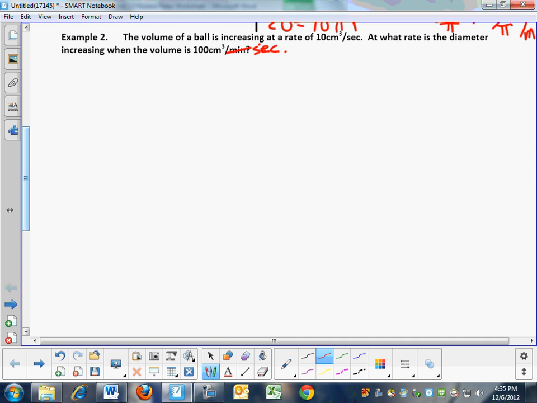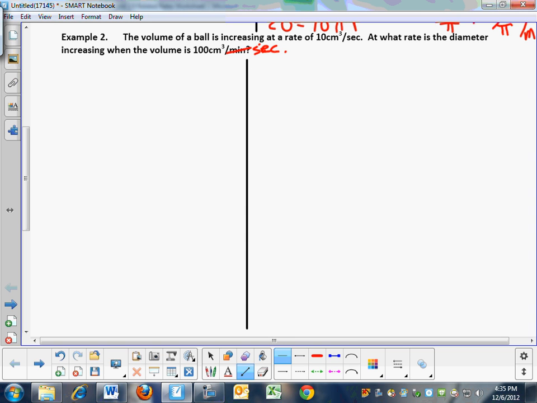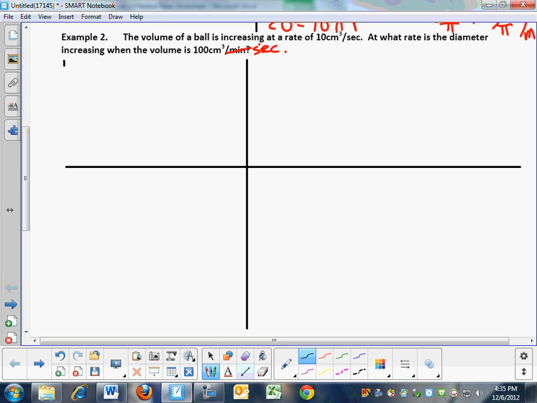We'll try another problem. A ball is increasing at a rate of 10 cubic centimeters per second. So obviously we have a volume problem here, a little bit different formula. At what rate is the diameter increasing when the volume is 100? Same thing. I'm going to create my box. I'm going to model it. I'm going to write my formulas, my variables, relationships, anything like that. Make my plan. I'm going to solve.